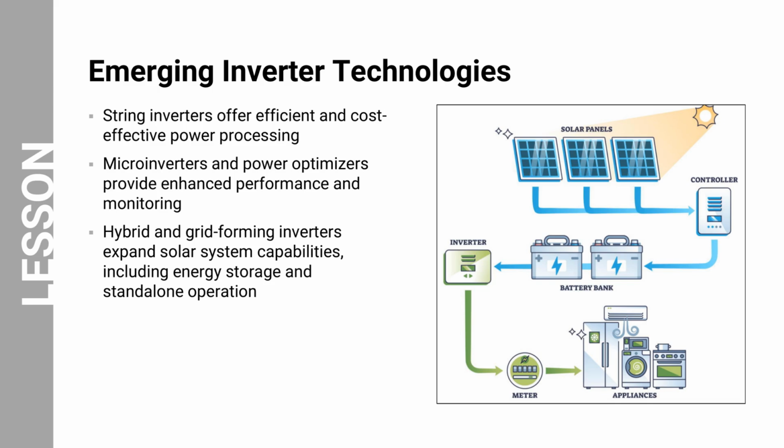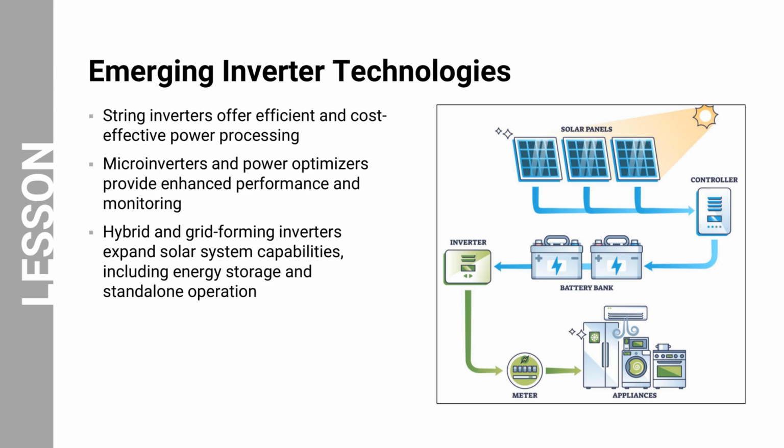New inverter technologies are improving solar power systems. String inverters process power from multiple panels, meaning they convert the entire string of solar panels' direct current electricity into usable alternating current electricity in a single, centralized unit, making them a straightforward and affordable solar power solution.